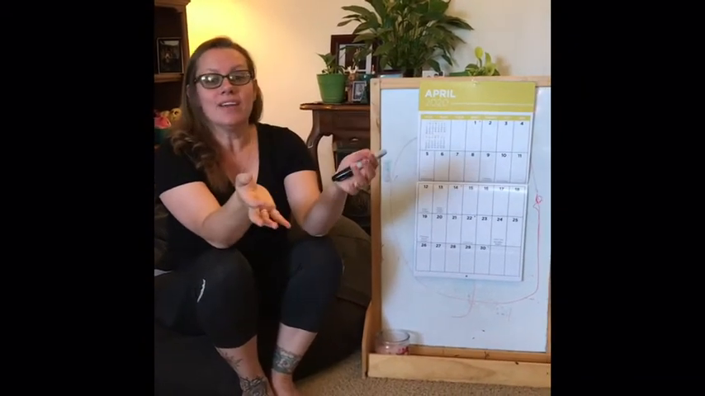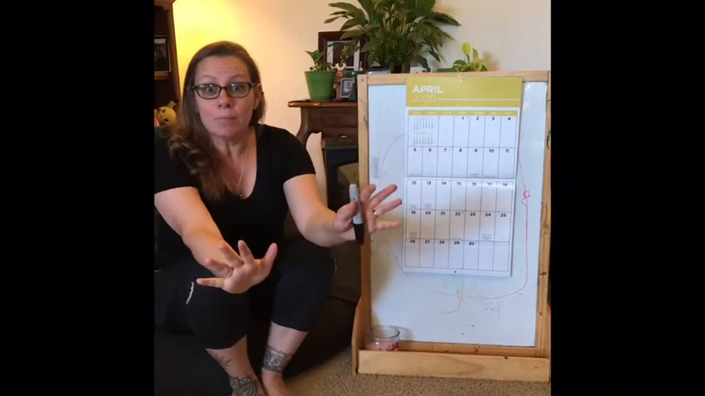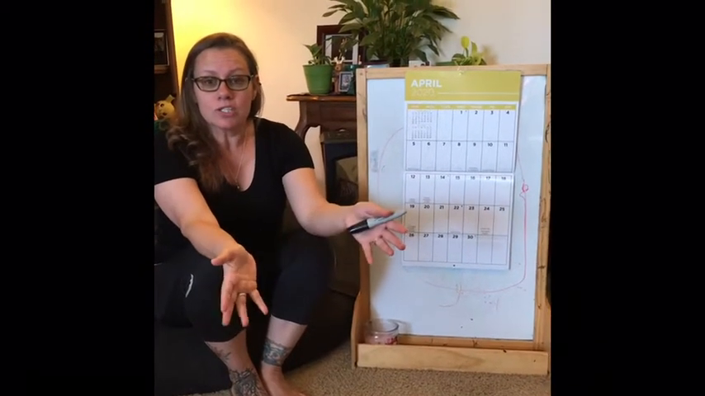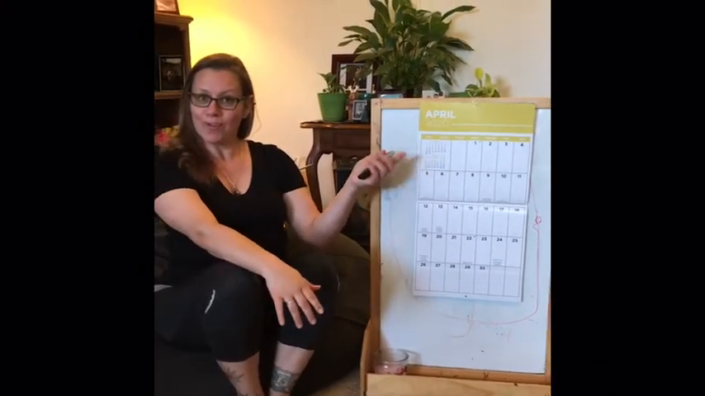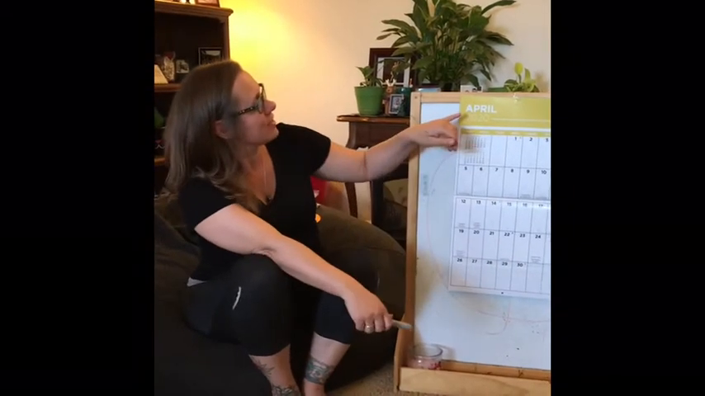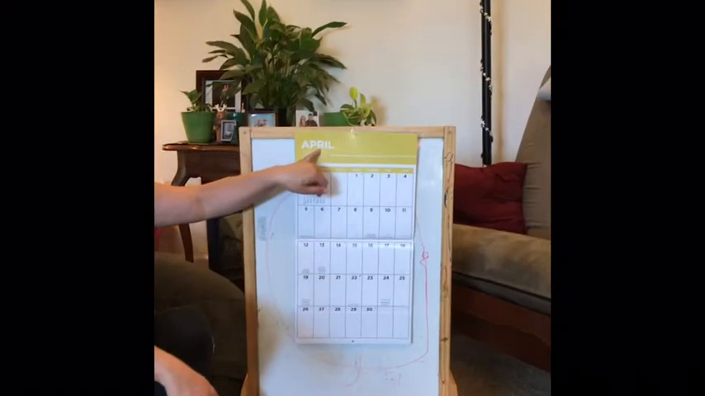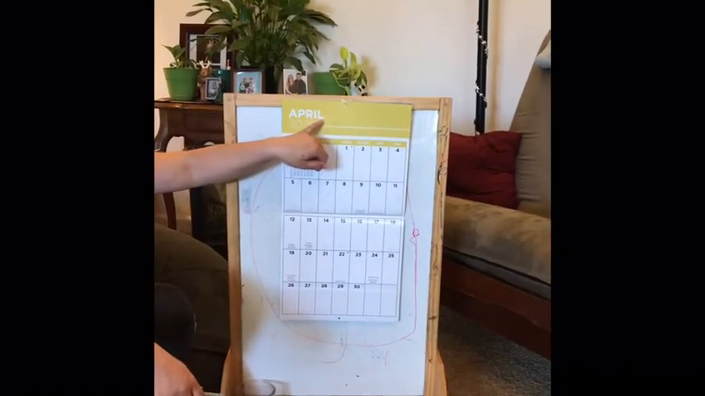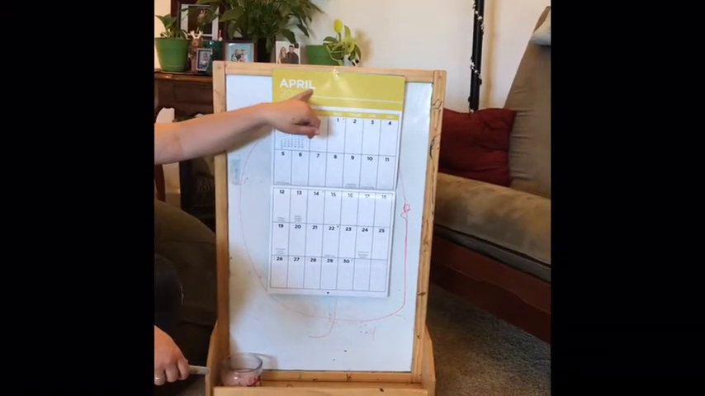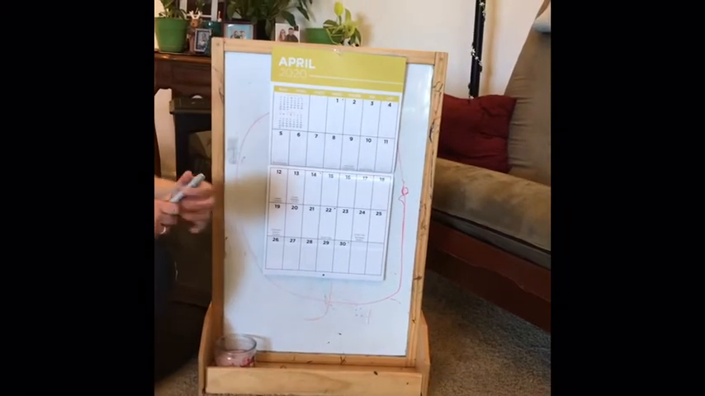January, February, March, and April. After March comes April. Good. All right, let's spell it together. Here we go. A. P. R. I. L. April. And it started yesterday.